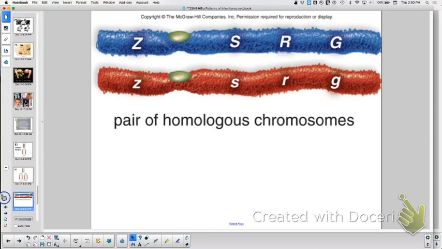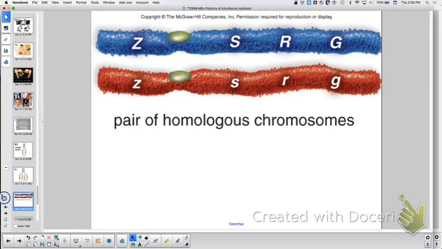Side note. I forgot to talk about this with independent assortment, right? The idea is you don't see independent assortment. That would be the exception to the independent assortment rule, just like we had exceptions to the dominant rule. The exception to the independent assortment rule is when genes are not on different chromosomes. If they're on the same chromosome, they're traveling together. They're not going to assort independently. So linked genes are the exception to the law of independent assortment.